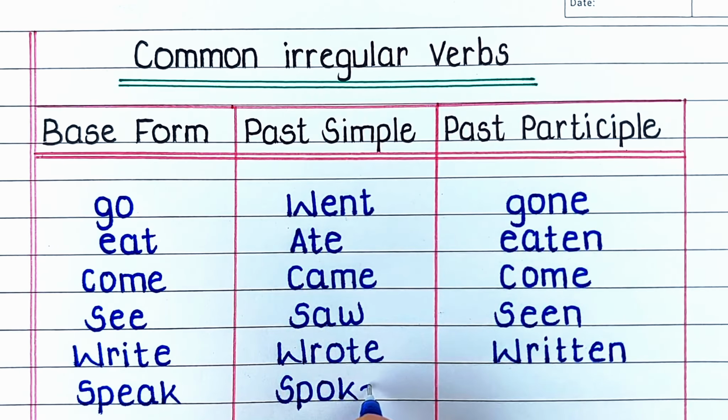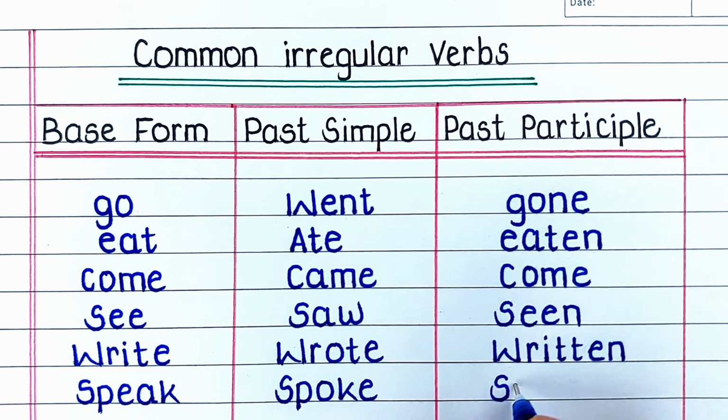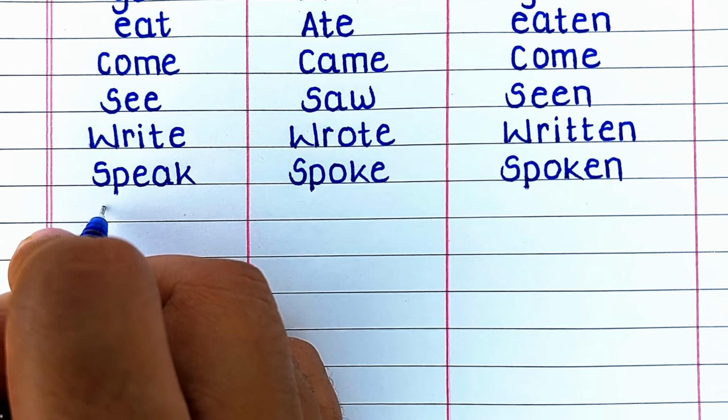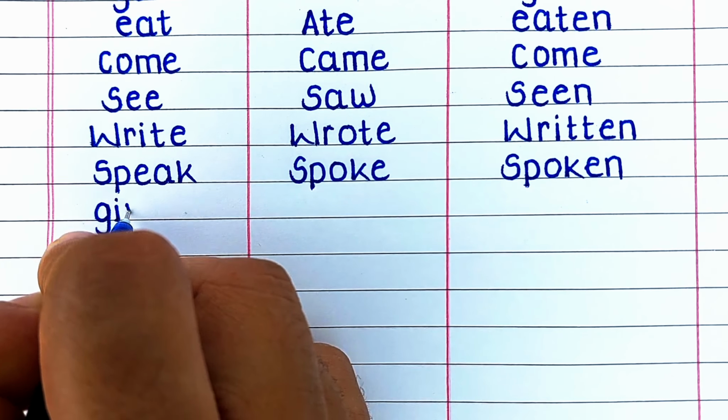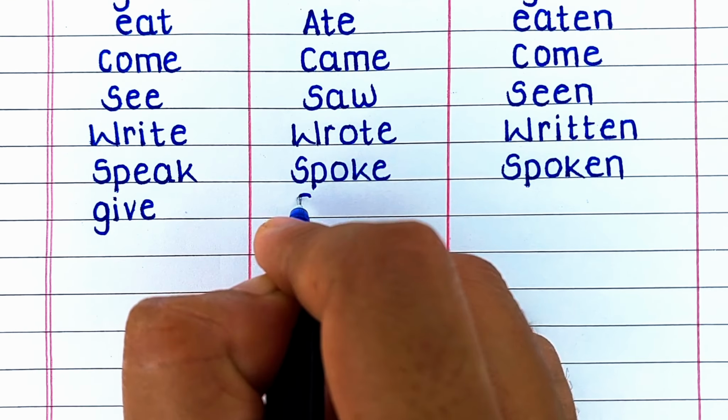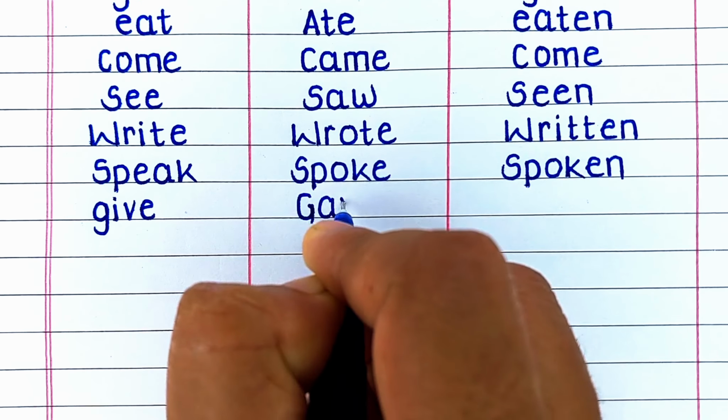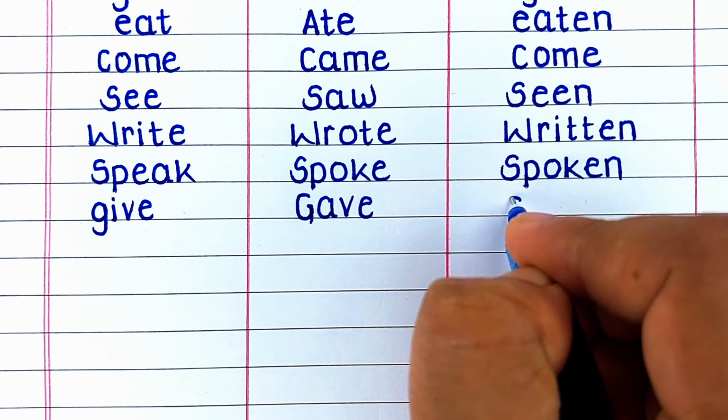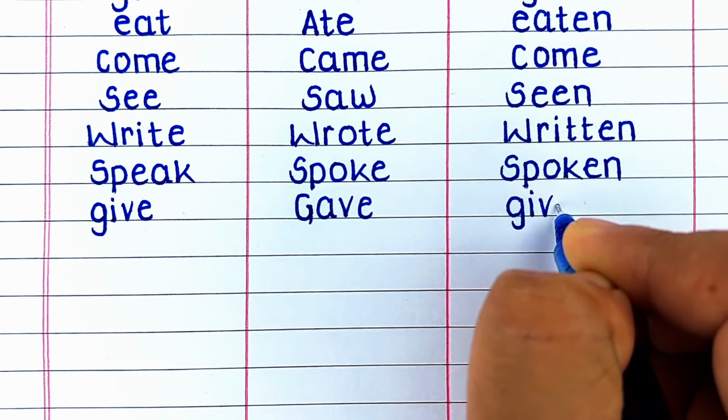Next word is speak. Its past simple form is spoke and its past participle form is spoken. Next word is give. Its past simple form is gave and past participle form is given.